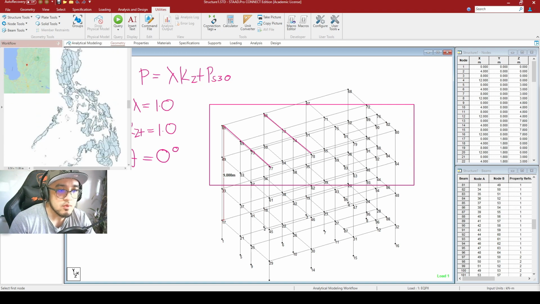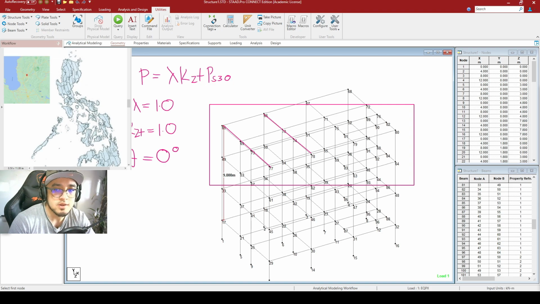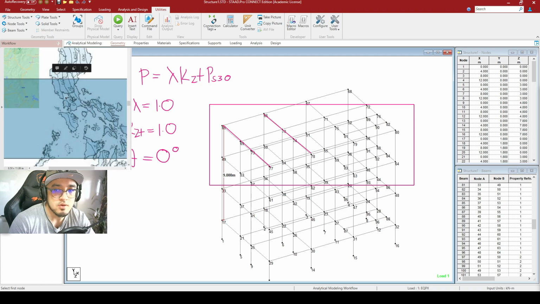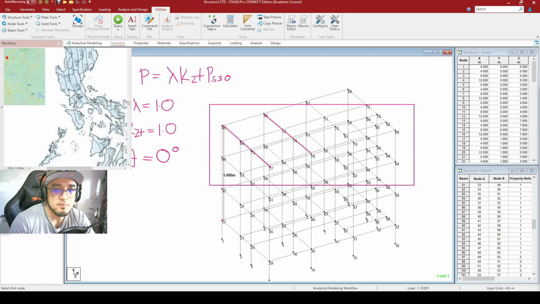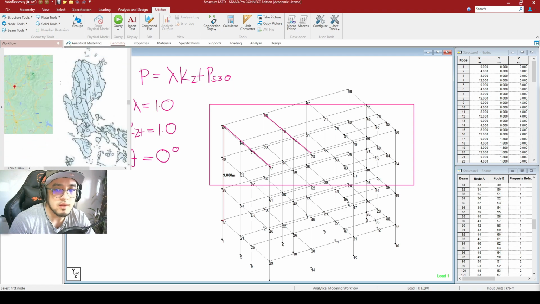The next thing that we will be doing is pinpointing the location of our structure. And since this structure is to be located in Baguio City, Baguio City is approximately at this particular location right here. So zooming in, Baguio City is located at this portion, in this part right here. And if you can see this line right here, this has a wind speed of 250.